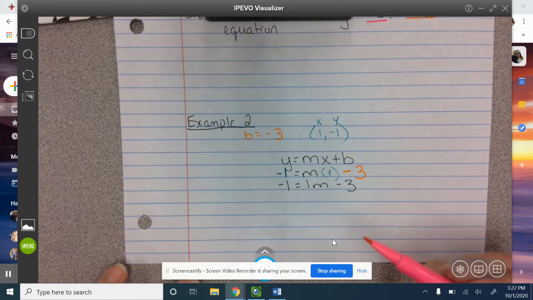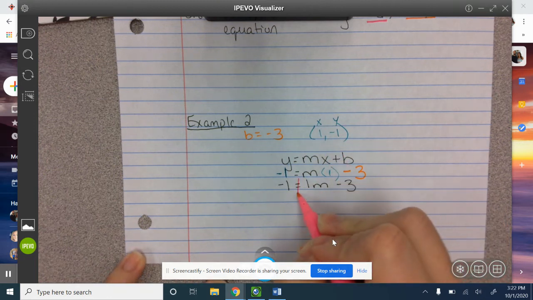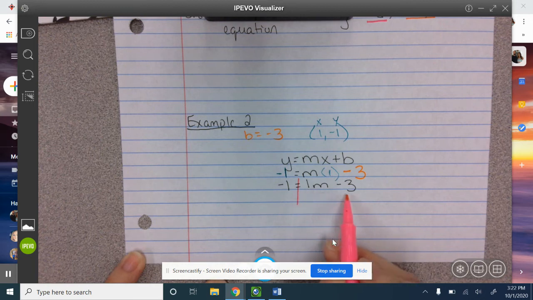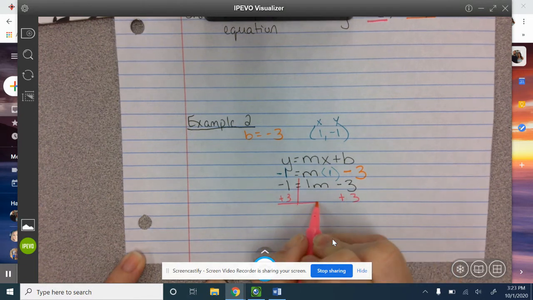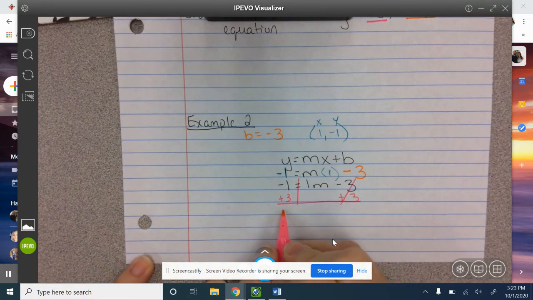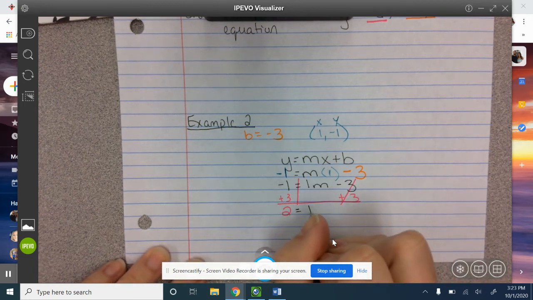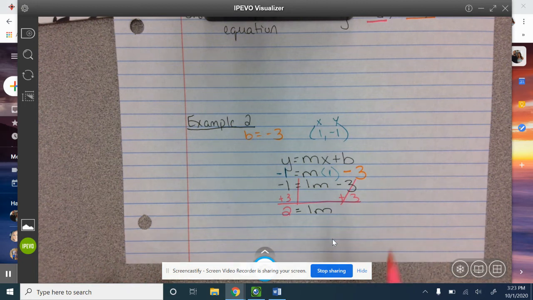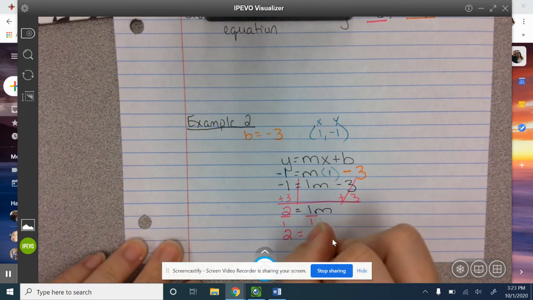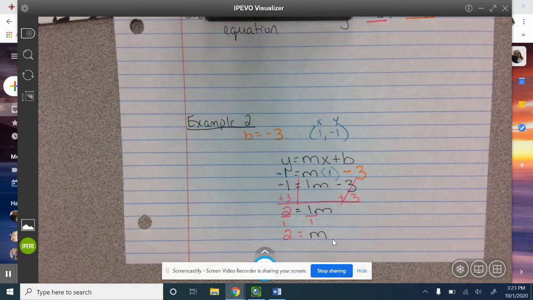Now we're back to our two-step equation. Here's my dividing line. How do I get m by itself? I have to kick -3 out. So the opposite of -3 is to add 3 on both sides. -1 plus 3 will give me 2 equals 1m. Now, this is 1 times m. How do we undo multiplying? We'll divide by 1. And remember, if you divide by 1, you're just going to get the same value. So my m, my slope, is 2.